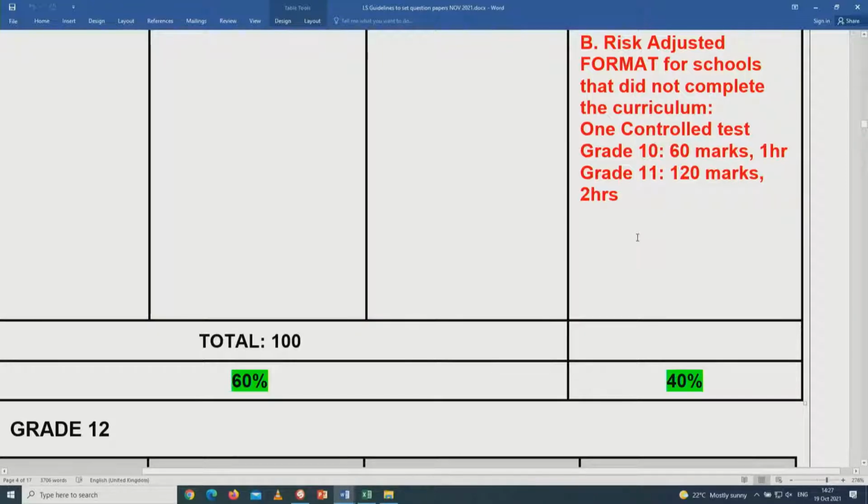As the circular indicates to us, grade 10 is expected to write for 1 hour, and in life sciences we know that 1 mark means 1 minute of writing. So if they write 1 hour according to the circular, then that test should be 60 marks. But you will see in a few seconds how we distribute that 60 marks. Grade 11 will write a 2-hour test on 120 marks.